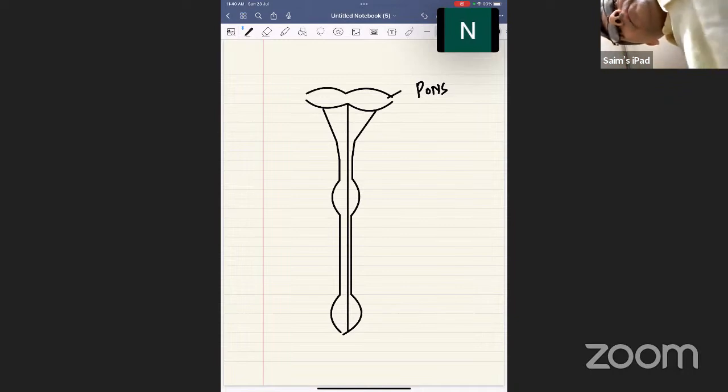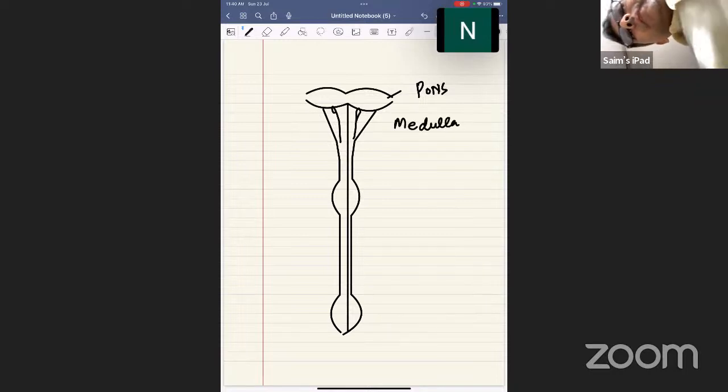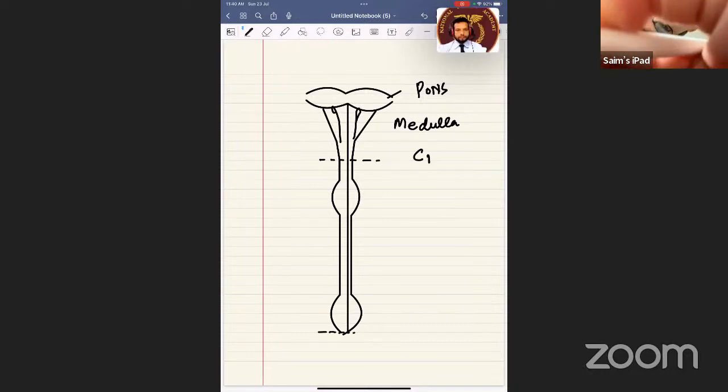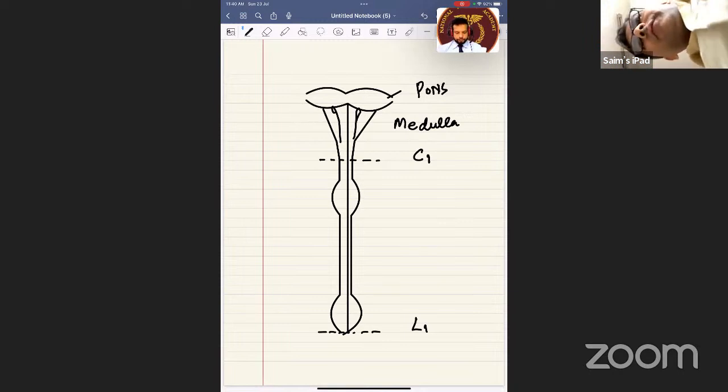Okay, so this is the medulla. This is the medulla. And this is the cervical dilatation. So it starts from here. This is the C1 level of the spinal cord, and this is the L1 level of the spinal cord. So from C1 to L1, this is just the extension of the spinal cord.